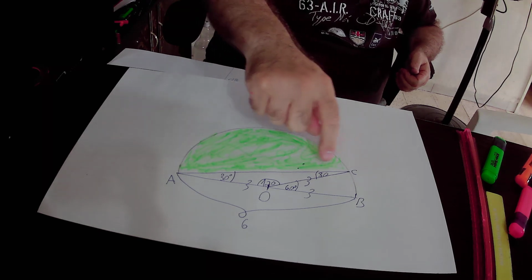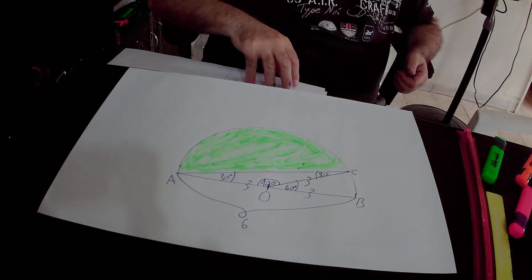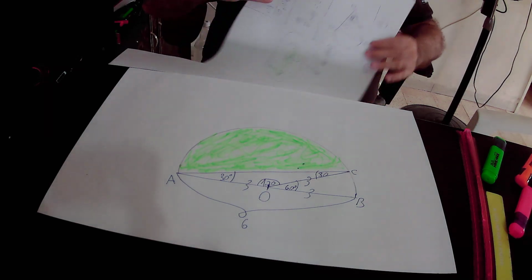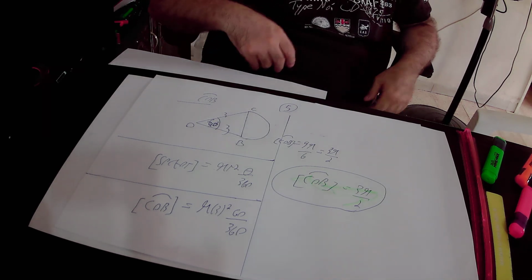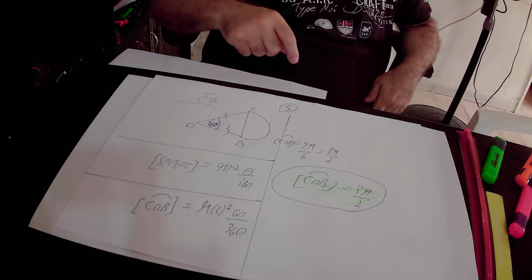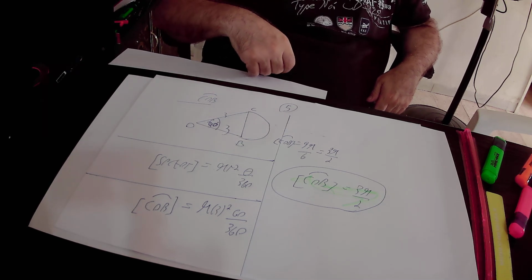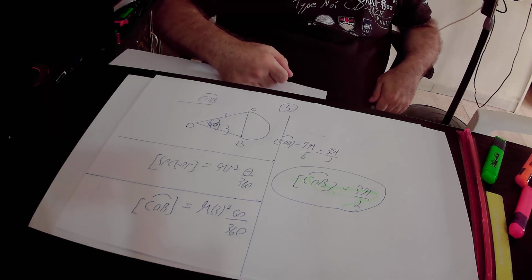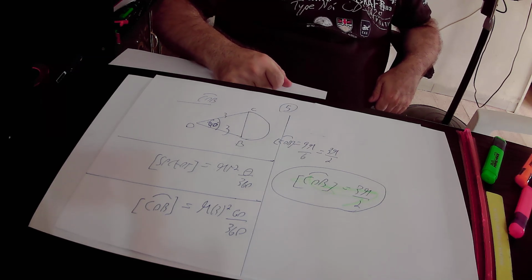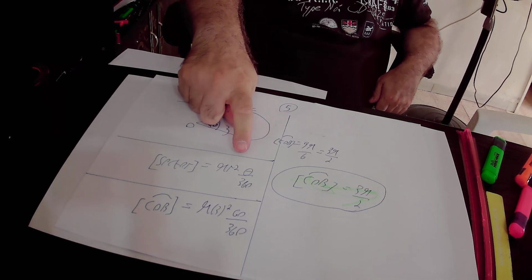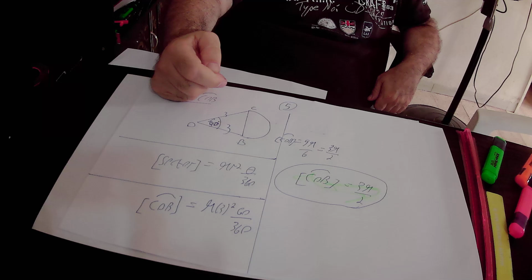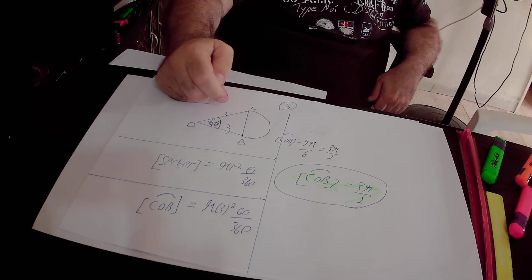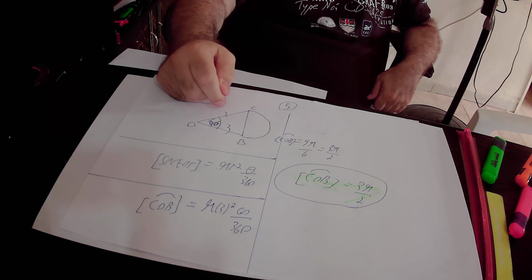Then I copied sector COB in a new page and found the area of the sector COB according to the new formula. This is sector COB that I copied from the original drawing. CO equals BO equals 3 units, both radii of the semicircle. The angle between the legs of the sector is 60 degrees. So according to the new formula, the area of any sector is pi r square times theta over 360 degrees. R is the radius of the circle that contains the sector. Theta is the angle between the legs of the sector. So here R is 3 and theta is 60 degrees.